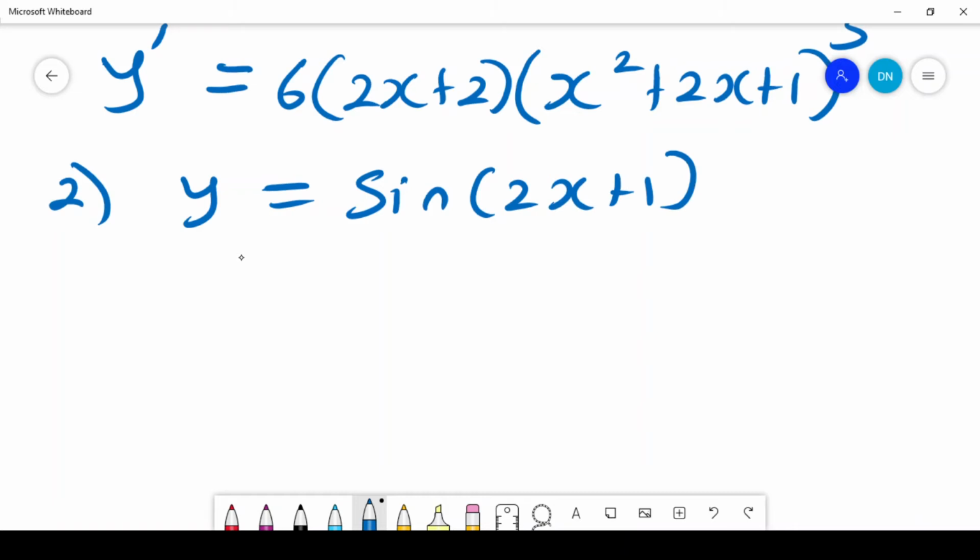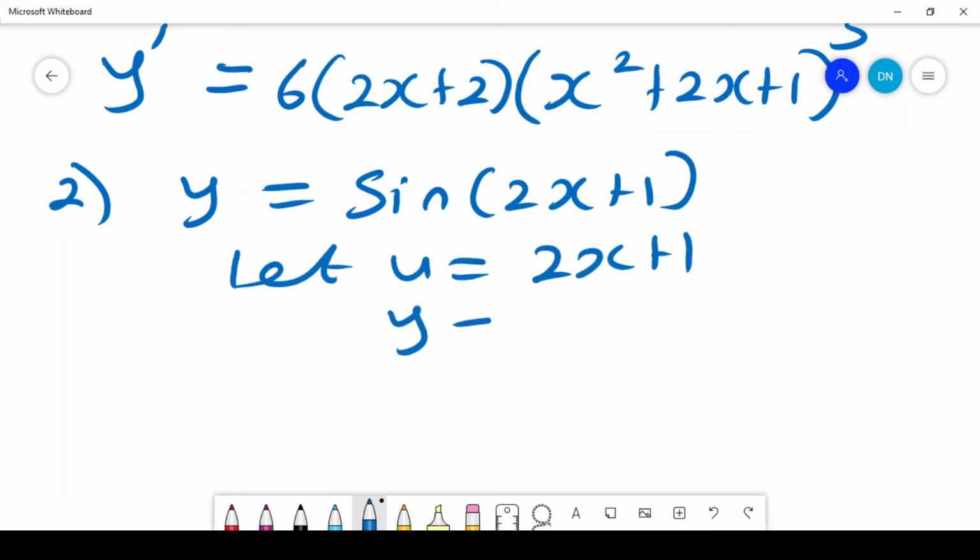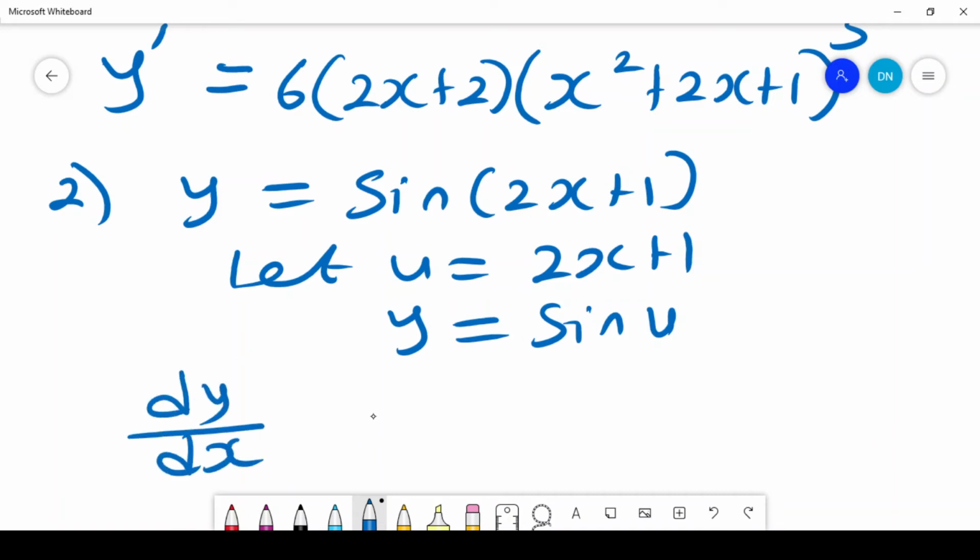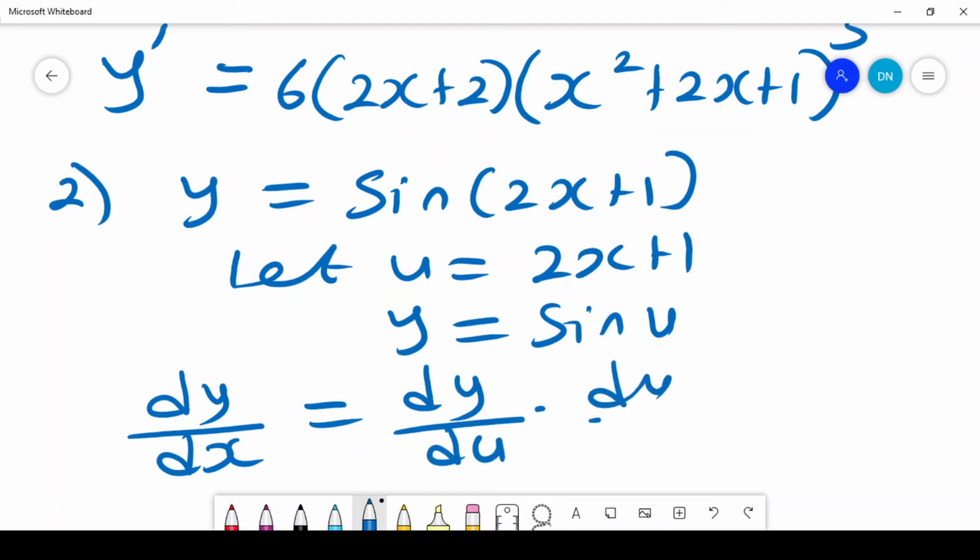I can then let u be equal to 2x plus 1. Therefore, my equation becomes y is equal to sine u. Why do we do this? To simplify the part of sine. Now it's only u. So if I'm going to try and differentiate, I'll get dy with respect to u, and then u with respect to x.